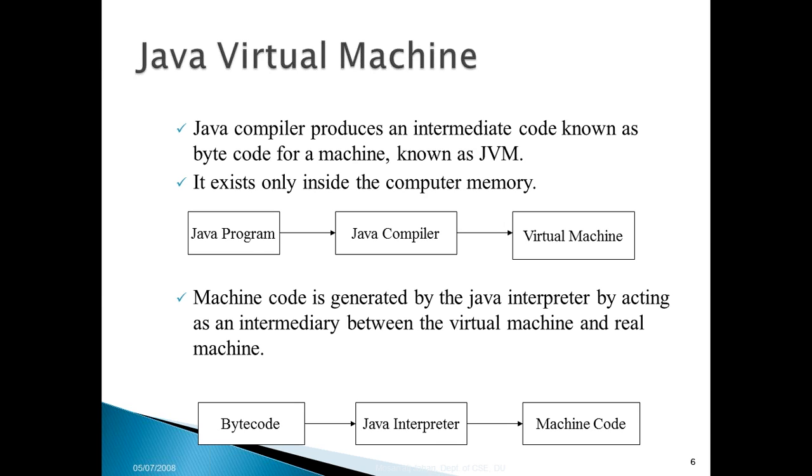Don't get confused. The compiler will generate a machine code, and the virtual machine will read that code and then execute it. So that code will be treated as a byte code. Simple. Once the byte code is generated, then the Java interpreter will interpret that and generate a machine code. That's what you're saying. Yeah, that's it.